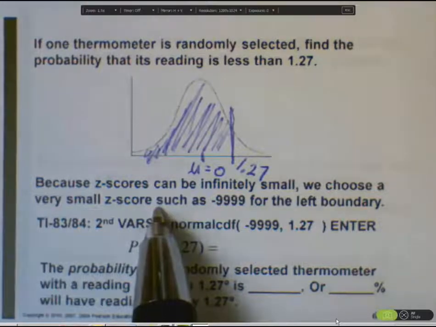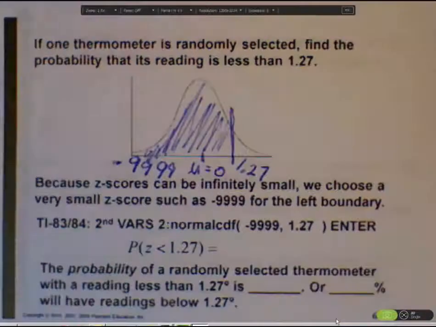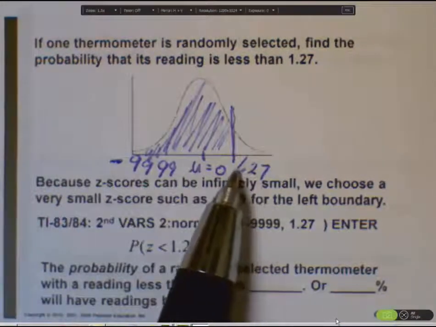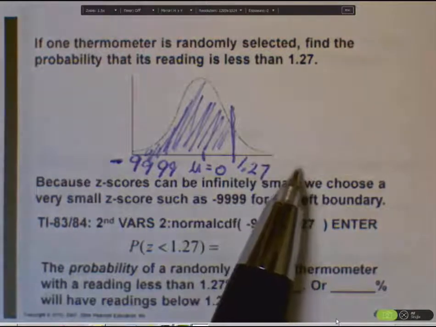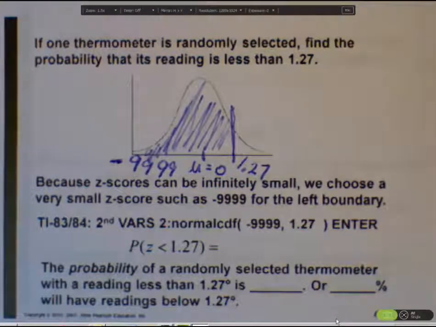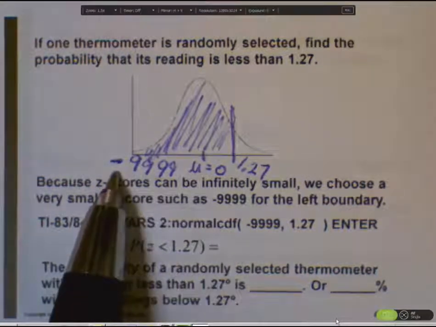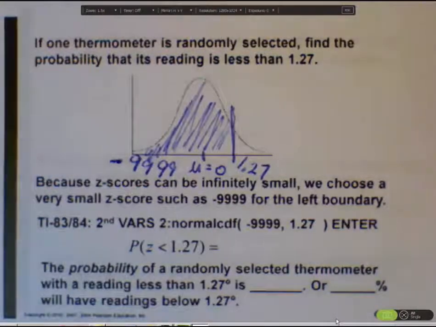When that happens, we're just going to use such a small z-score that there really isn't going to be any area to the left anyway. For that very small z-score, when we shade forever to the left, we're just going to use negative 9,999 as our left cutoff. If we were looking for the probability that a thermometer would have a reading more than 1.27, we would enter positive 9,999 as our right cutoff. But here I want to enter normal CDF. I'm shading from negative 9,999 up to positive 1.27. So this is exactly what I'm entering on the calculator.